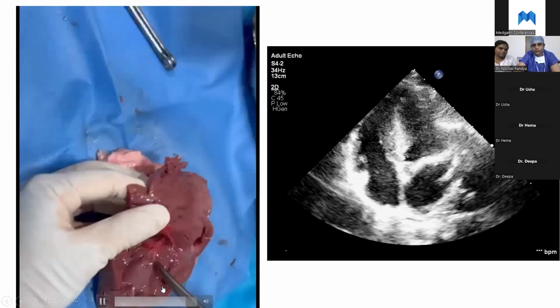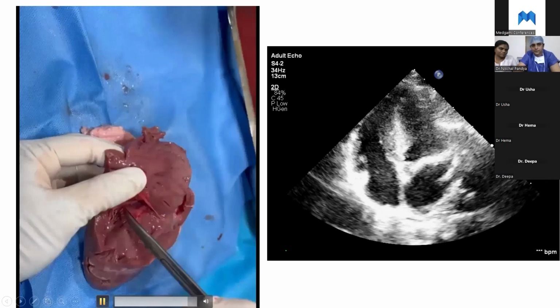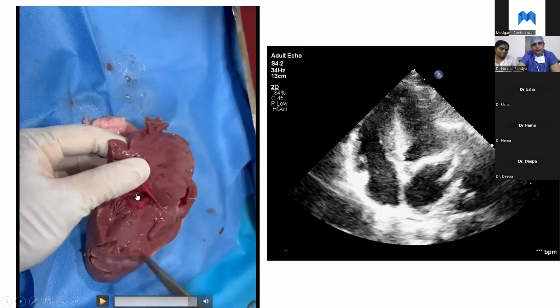So can you just elaborate how is the conduction bundle related to that papillary muscle? So now if we look at this, this is the inlet. We are looking at it sitting in the RV. This is the septal leaflet. This would be the anterior leaflet. And this is the posterior leaflet below my thumb.